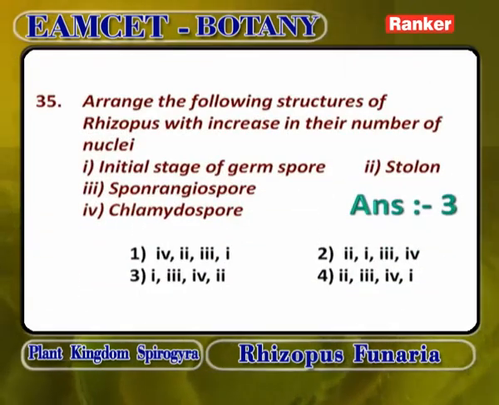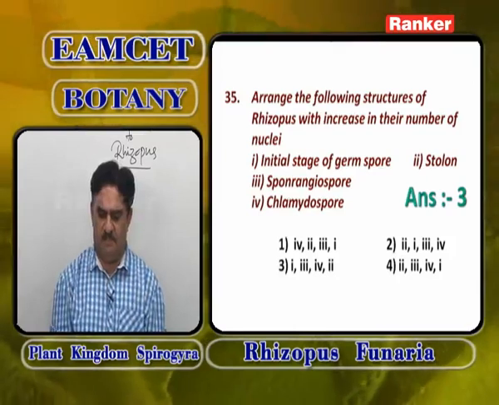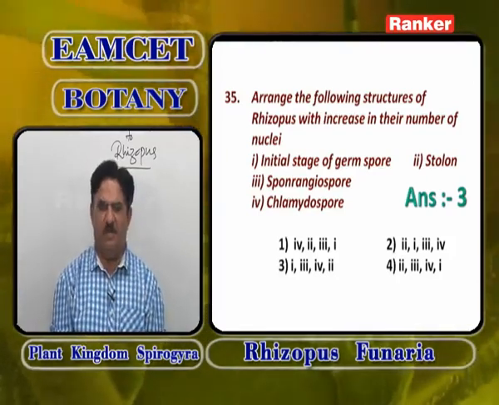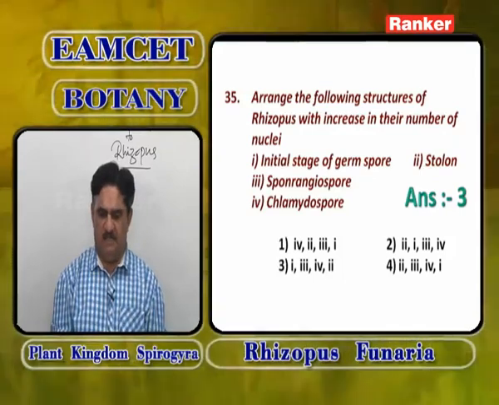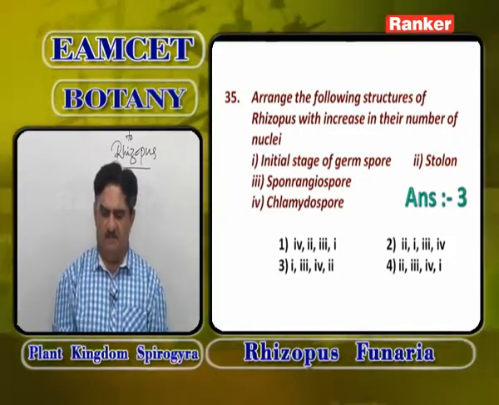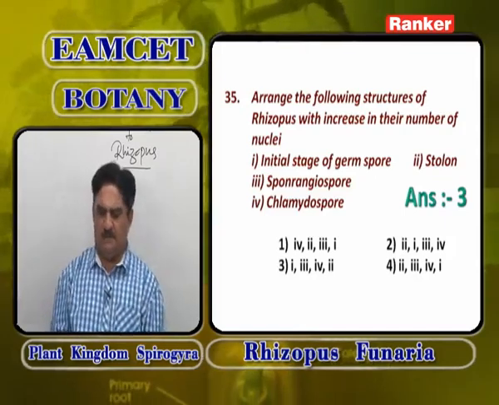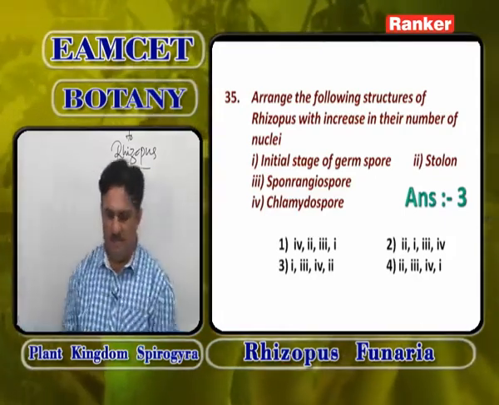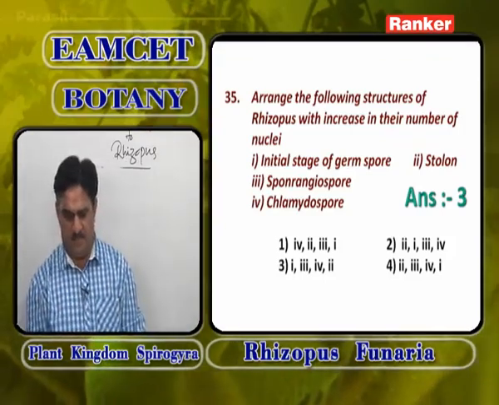Arrange the following structures of Rhizopus with increase in their number of nuclei. Answer is 3. First, initial stage of germ spore, because it is haploid, only 1 nucleus. Then sporangiospore, 2 to 8 nuclei. Then chlamydospore, all the cells aggregate and are surrounded by a thick cuticle. And stolon. Stolon has maximum nuclei. So the correct option is initial stage of germ spore, sporangiospore, chlamydospore and stolon, based on the number of nuclei present in them. Third option.